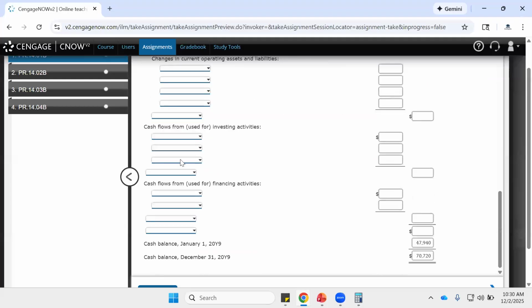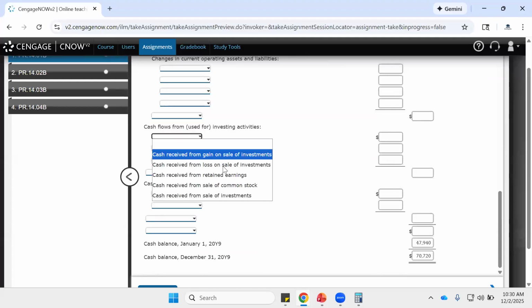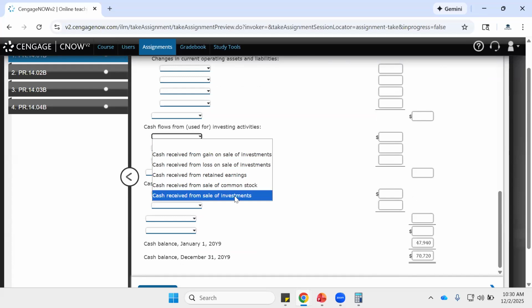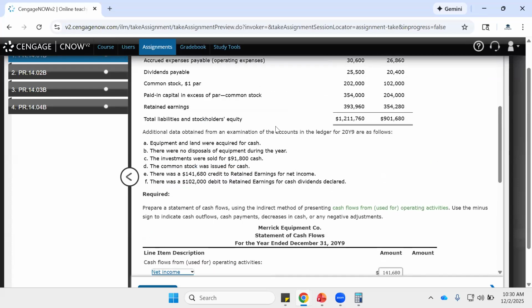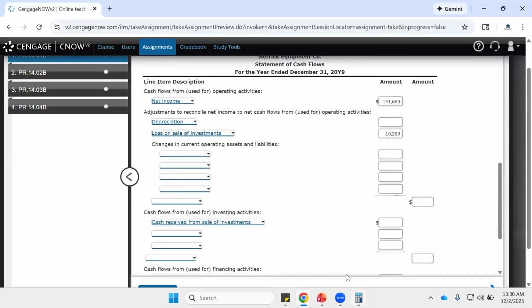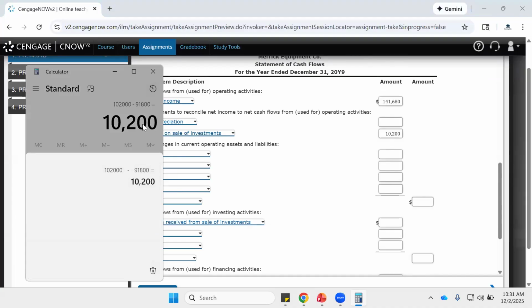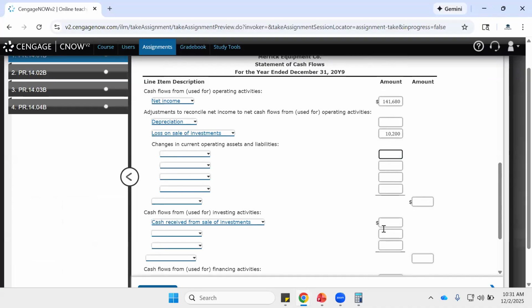Loss on sale of investments. In our investing activities, we're going to have cash received from sale of investments. It's just the total. In investing cash flow activities, we simply have to take the 91,800.